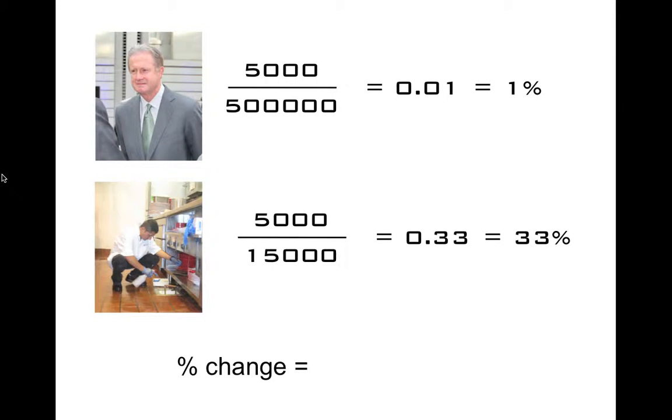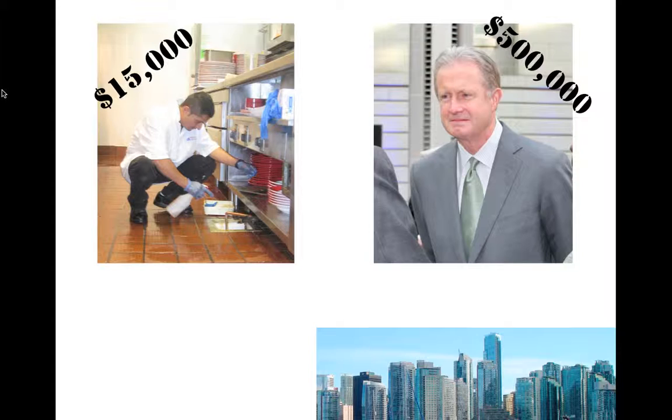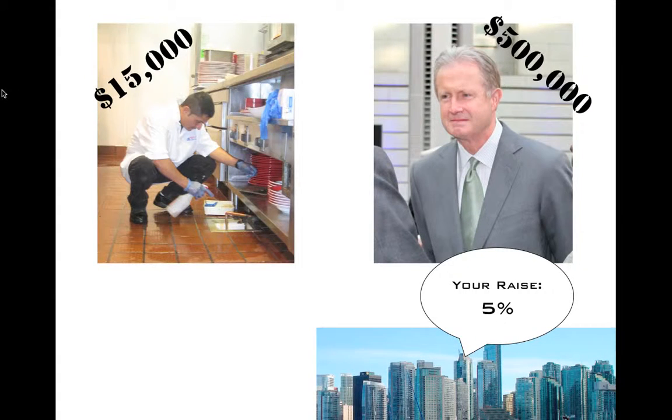Percent change uses division to compare the amount of a change to the original amount. Percent change is useful whenever you want to increase something based on a previous amount. In fact, if this company were to give all its employees a raise, they would be more likely to raise them all by the same percentage, not by the same straight dollar value. So let's say they're going to raise everyone's salary by 5%.